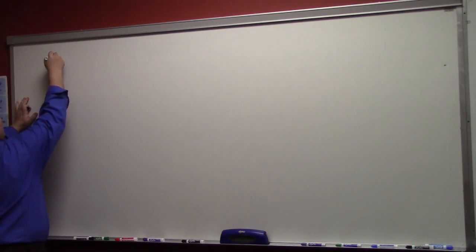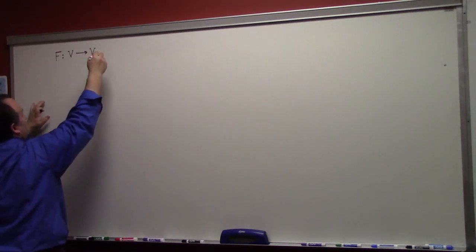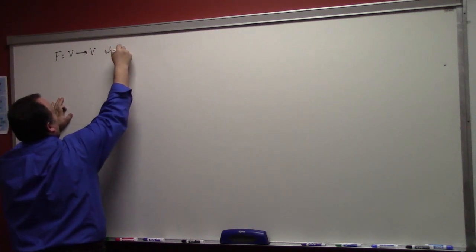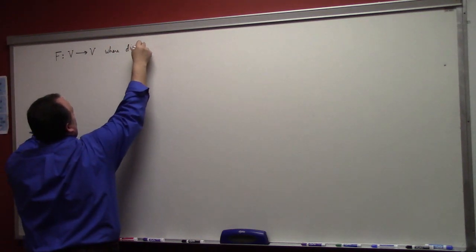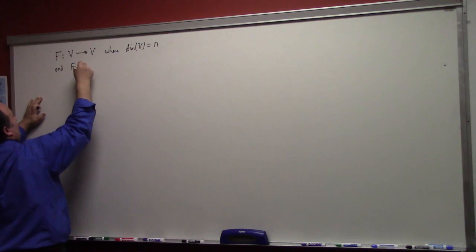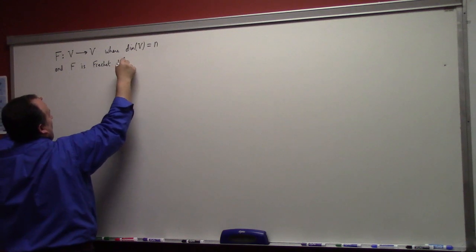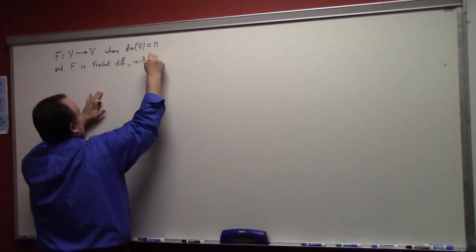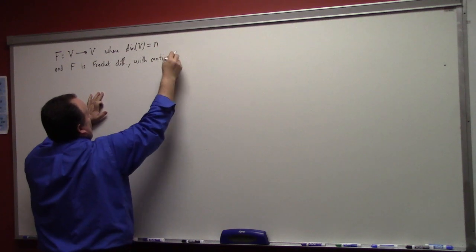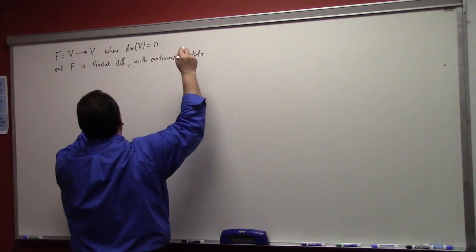Now, let me talk about one thing here. Suppose you had f, a mapping from a vector space to a vector space, where the dimension of V is equal to n, and f is Fréchet differentiable with continuous partial derivatives with respect to some basis.